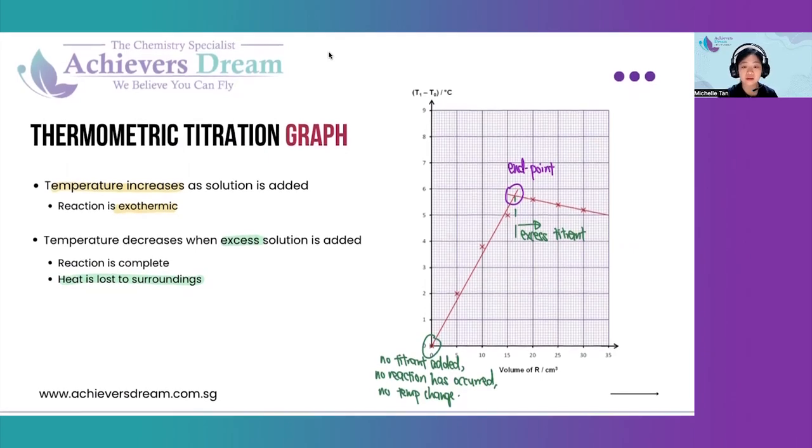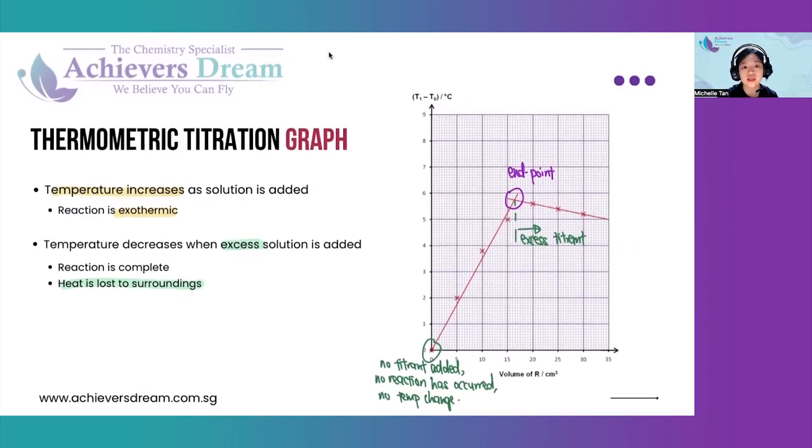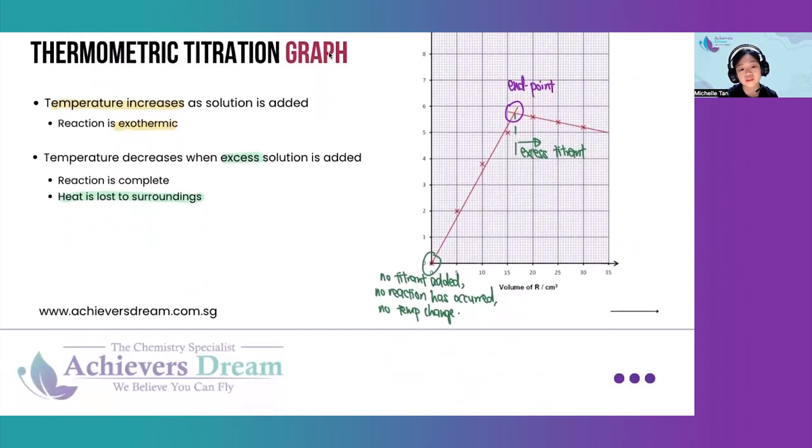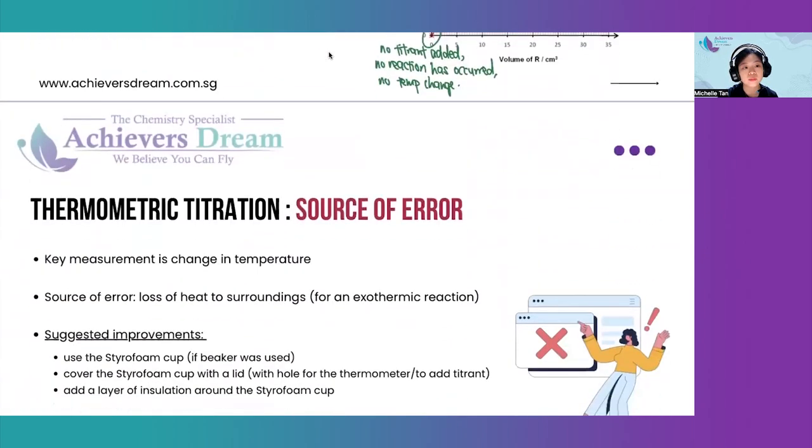Okay, so having carried out this experiment, recorded all our data, plotted our graph, we're not going to touch on the calculations here because it's very similar to your typical titration type of calculations. But for a thermometric titration specifically, we do have some special types of sources of error. So we'll be looking at that now.